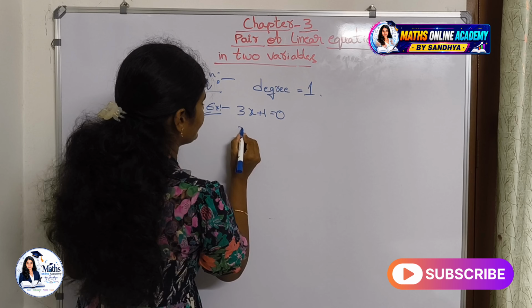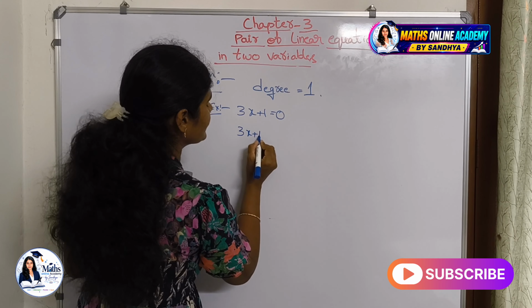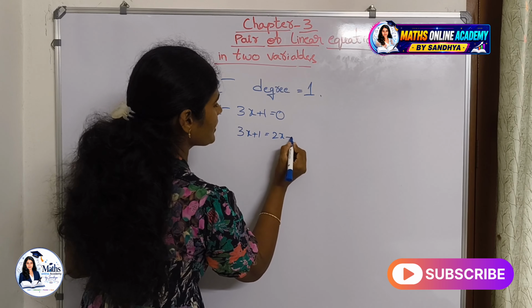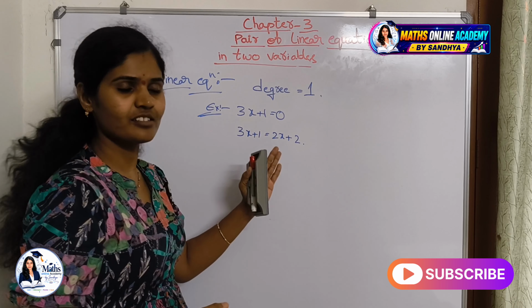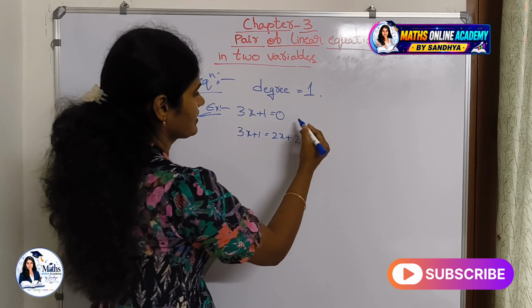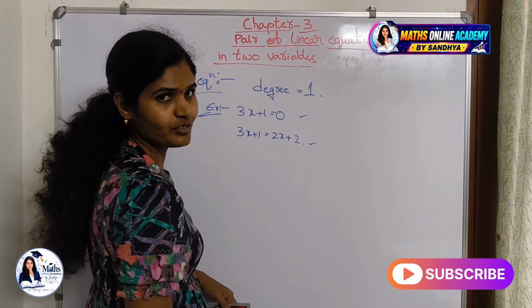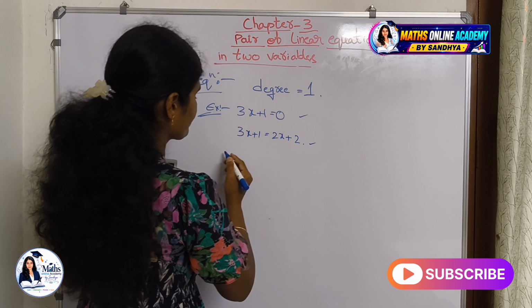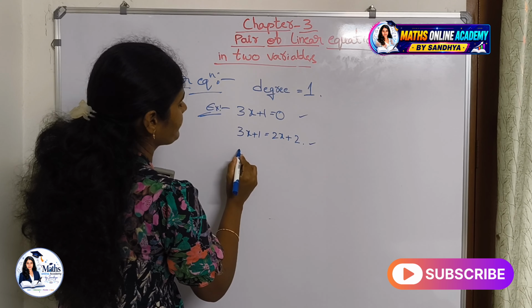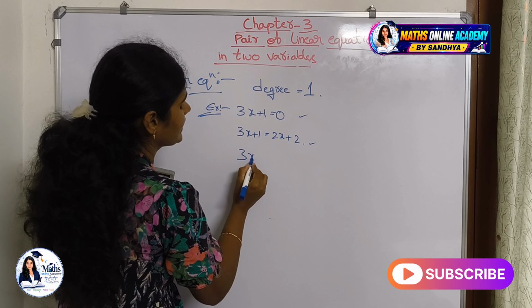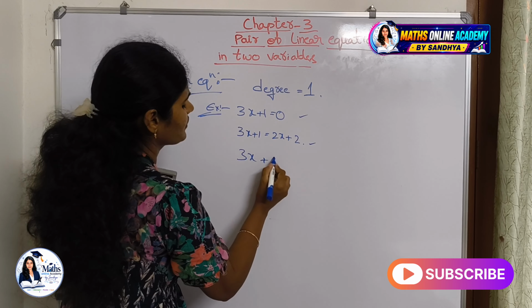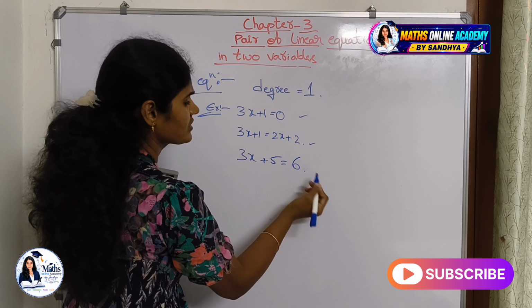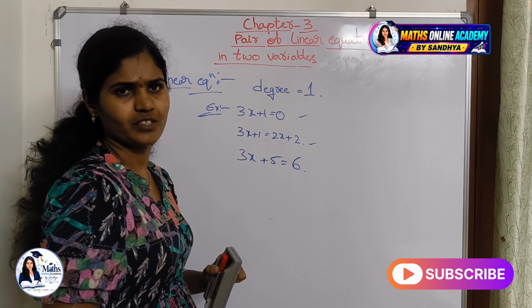And 3x + 1 = 2x + 2. Is this a linear equation or not? Yes, this is also a linear equation. Okay? And see, 3x + 5 = 6. This is also a linear equation.